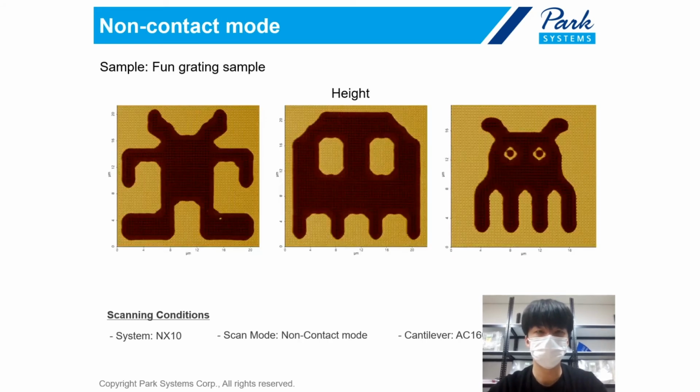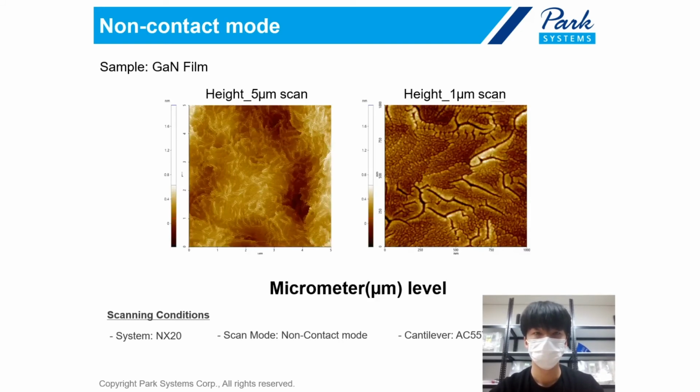This is the image from the non-contact mode. Some fine features are imaged, and tiny dots on the whole sample surface are also well detected by non-contact mode. This is a sample of gallium nitride film. In the 1 micrometer scan size height image, we can see some detailed features which are not observed well in the 5 micrometer scan size height image.